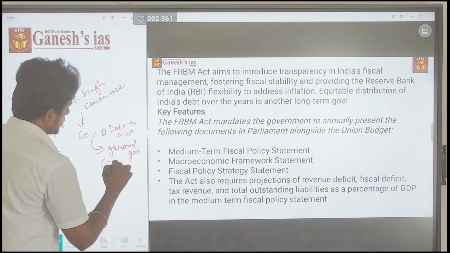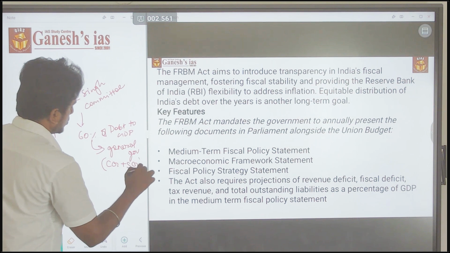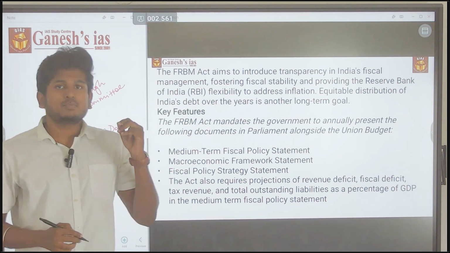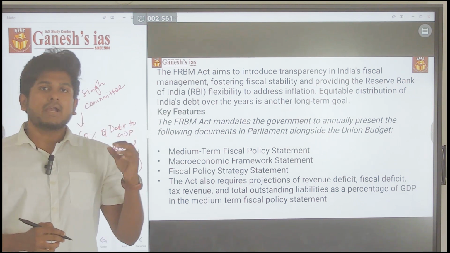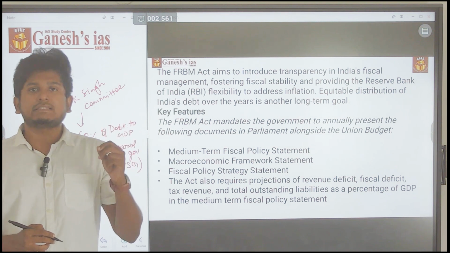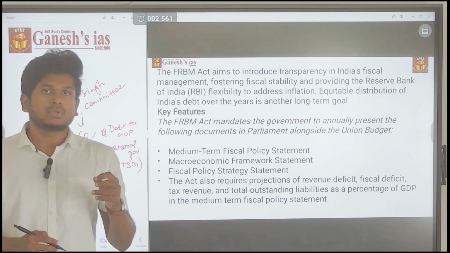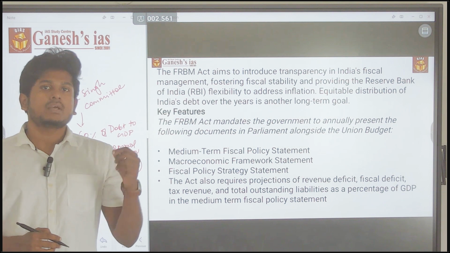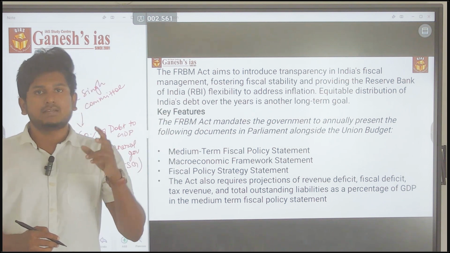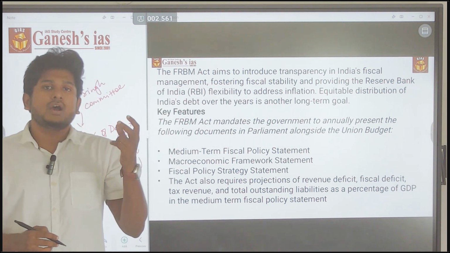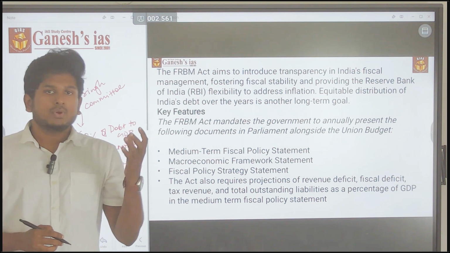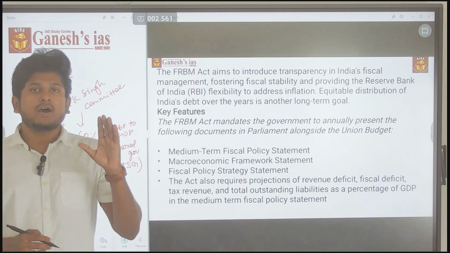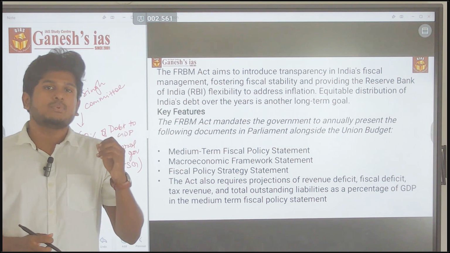What is the general government? Central government plus state government. So the maximum debt of the general government, the maximum debt percentage, is only 60% of their GDP. The general government means both the state government and the central government together. So they can only have debt up to 60%.